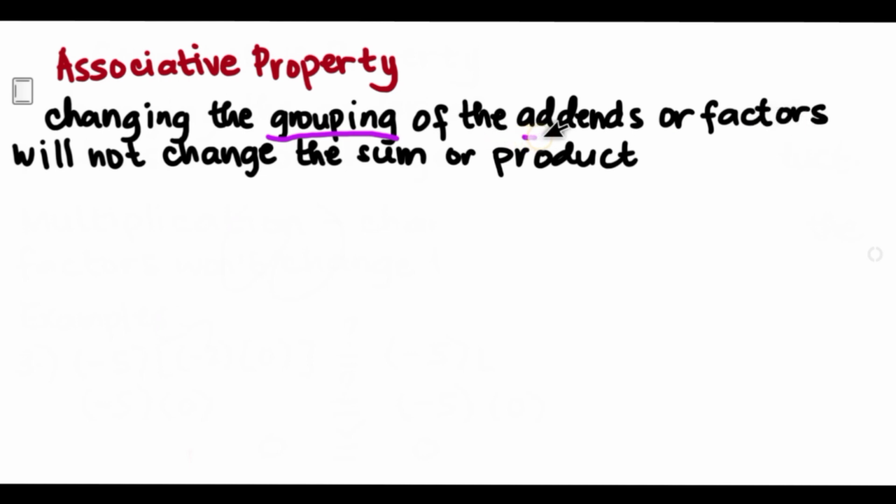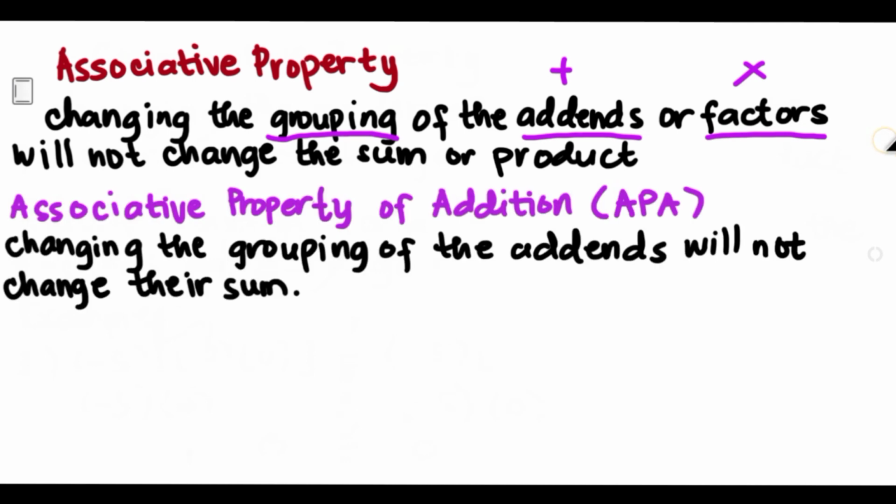Nabasa natin merong addends. Yan ay para sa addition. Tama ba? And then, yung factors naman is para sa multiplication. Napag-usapan natin yung addends for addition and factors for multiplication. Under associative property, meron po tayong tinatawag na associative property of addition or APA. Here, changing the grouping of the addends will not change their sum. Kahit daw po magbago ng kagrupo yung isa sa mga addends, hindi po magbabago ang sagot.